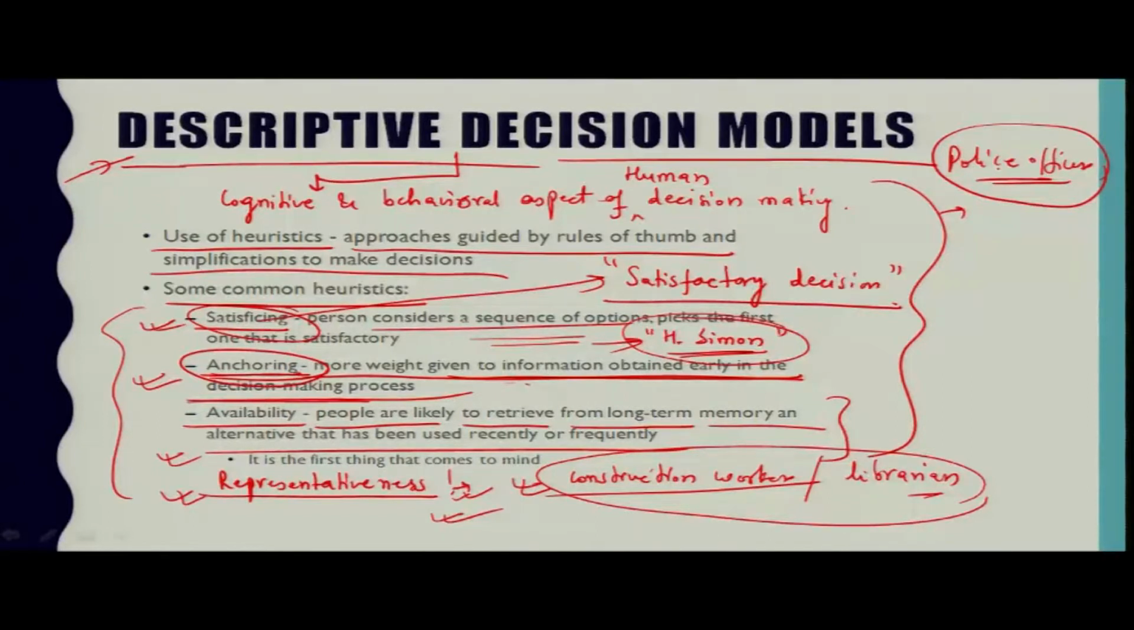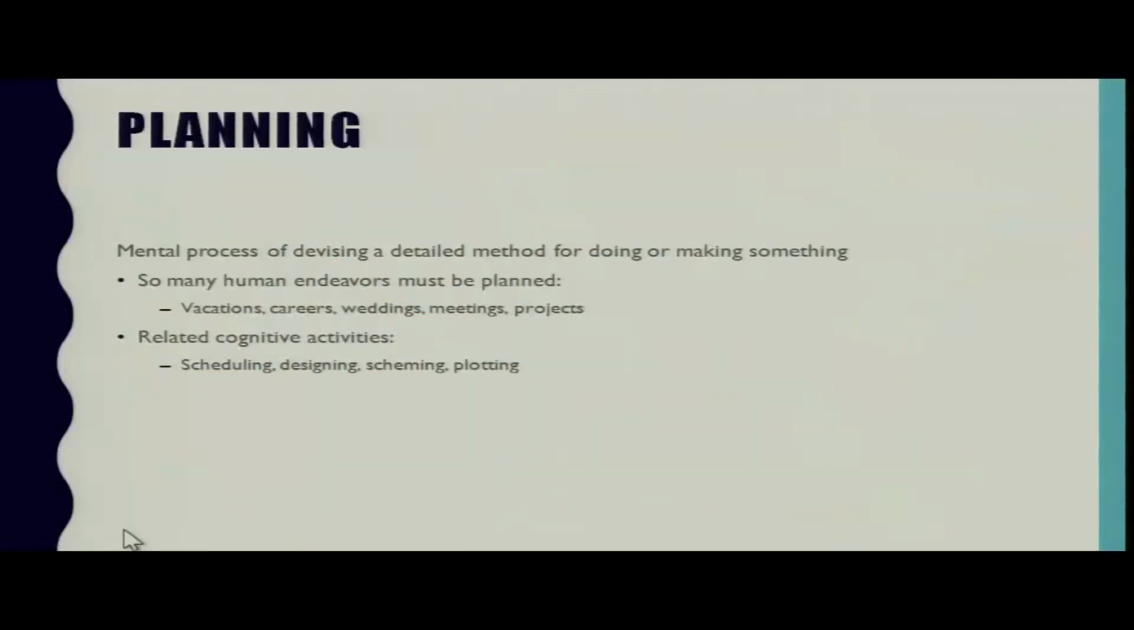Now another section that we need to cover is planning. Planning is a normal English word, and you can take out the meaning of this particular word as it is. In a technical way you can define it as a mental process of devising a detailed method for doing or making something. It is a very obvious sentence: developed before something must be done.